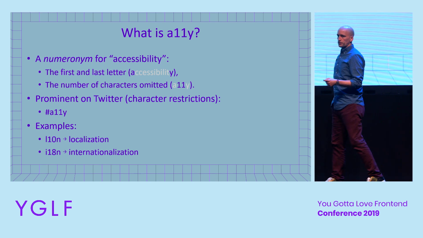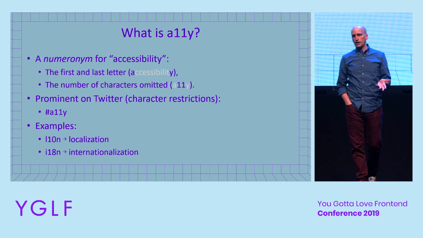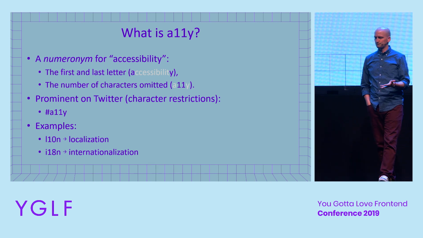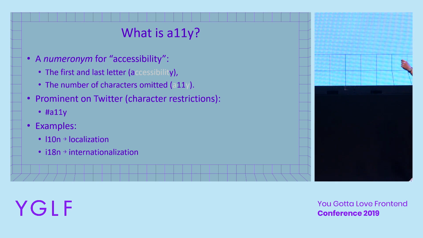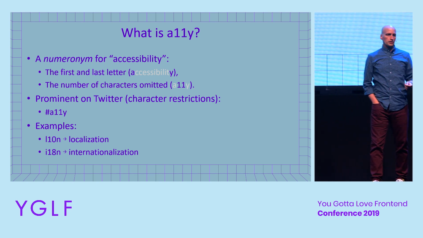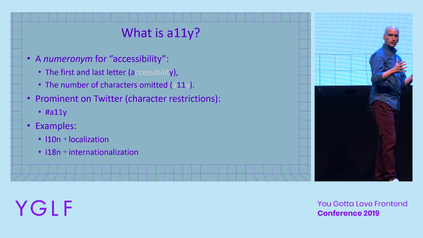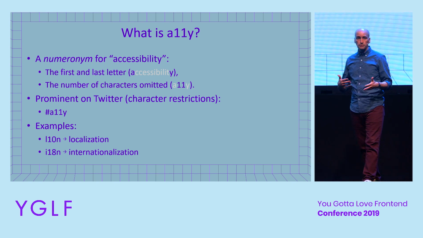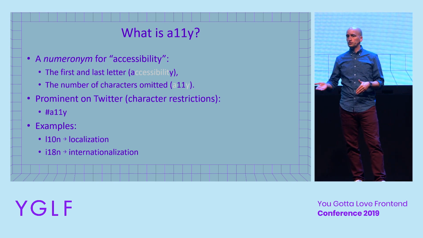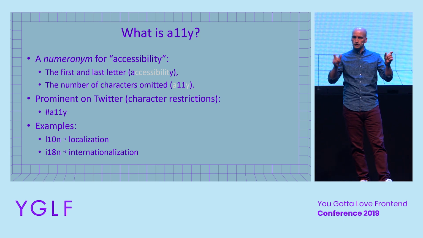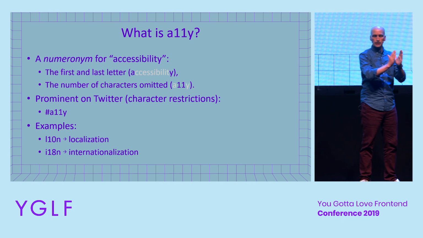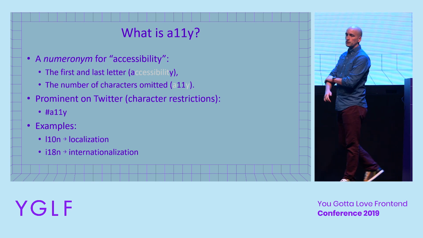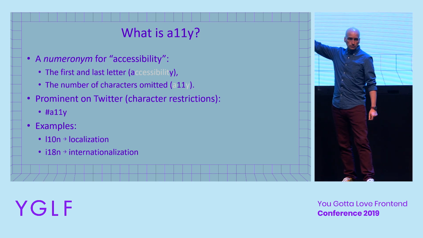If you are on Twitter very often, you might see the A11Y hashtag come through, or some people pronounce it Ally. Jerks. A11Y is what we call a numeronym, and all we're doing is shortening the word accessibility. People in the industry don't like typing it every time. A lot of us will mistype it. So A11Y, just like internationalization or localization, is the first letter, the last letter, and then the number of letters that you replaced.